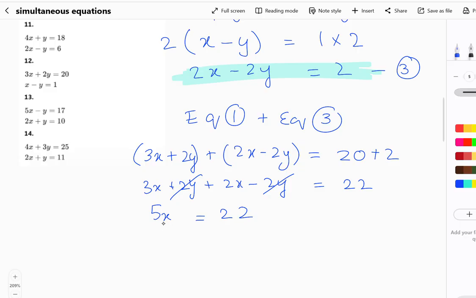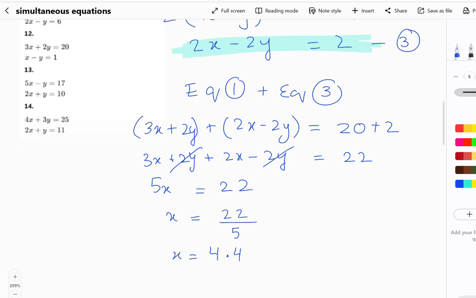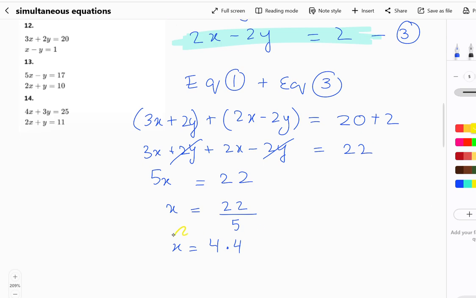Now, to find out the value for x, you can do 22 divided by 5. You can write it as a fraction or you could write it as a decimal. It's up to you, or it's up to the question. If the question is silent, if they're not telling you to write the answer in any particular way, you can just leave it as a fraction or as a decimal. I'm writing it as a decimal. So x equals 4.4.